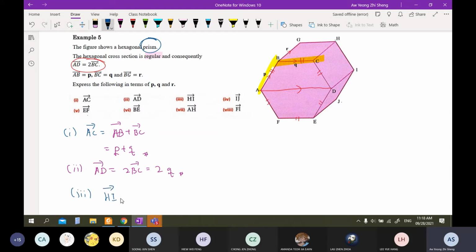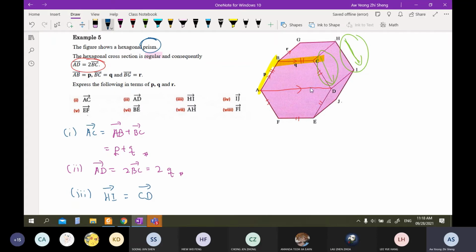Part 3 is HI. Where is HI? HI is this side here, the side that I draw in green, directed, slanted downwards. Recall that vectors are free, so you can always move it around. If you maintain the direction and line, you can move it here. So HI and CD are the same. HI is equal to CD.